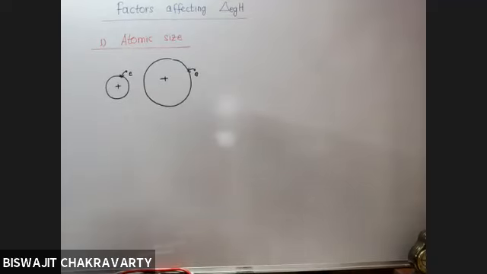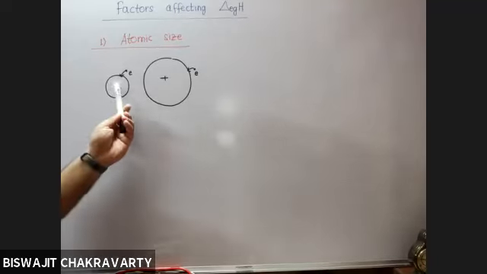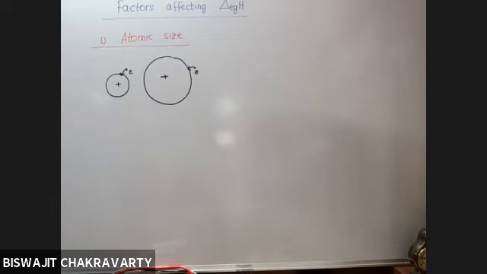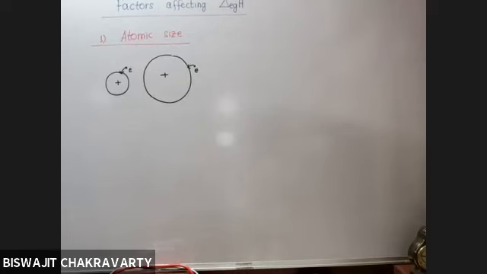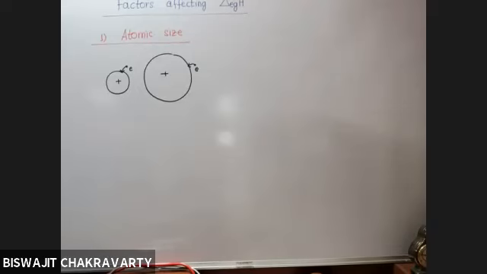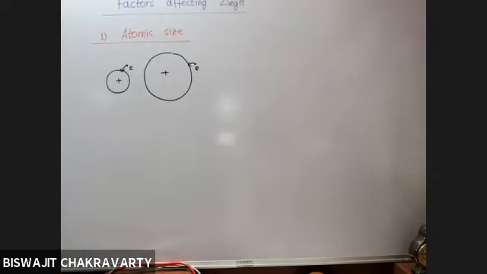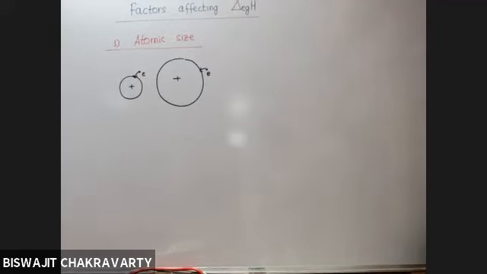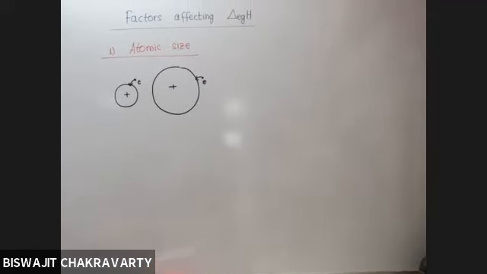In the first case. The smaller one. Why? Because the distance between the nucleus and the electron is lesser in the first case, and that is why there will be greater force of attraction. And remember, greater the force of attraction, more will be the amount of energy released. Is it understood? Yes, sir. Any doubt?